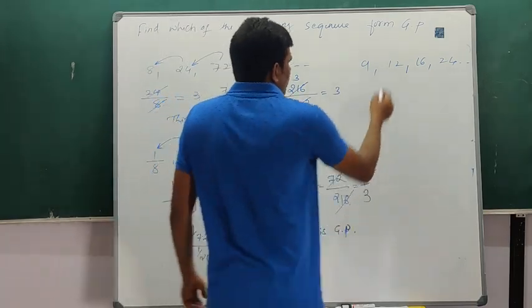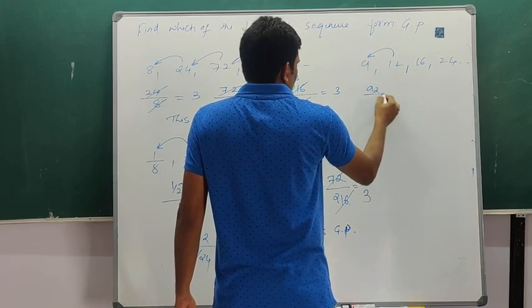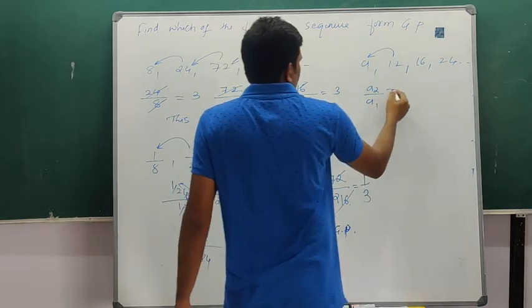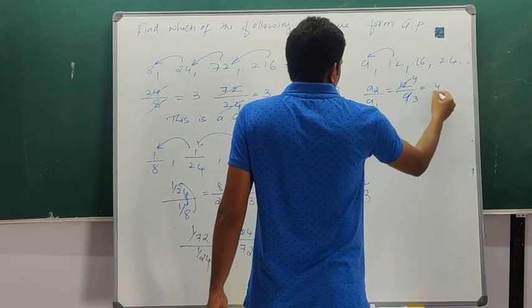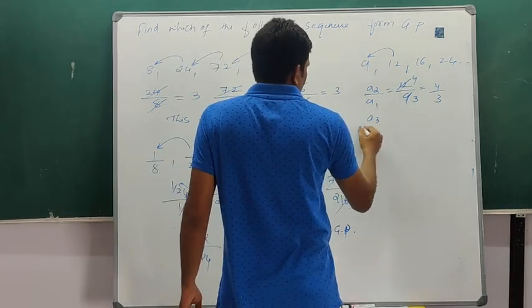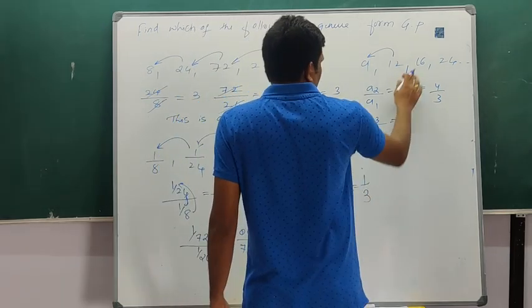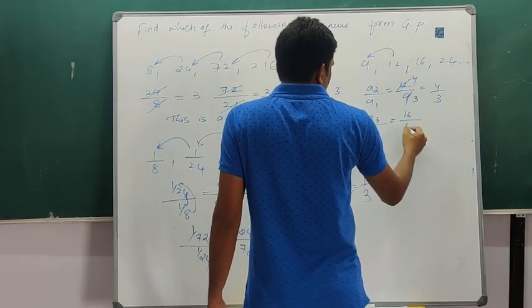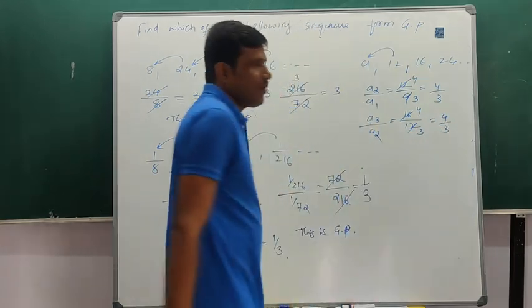Right? So now see here. The second term divided by the first term, that is a2 divided by a1. What is the second term? 12 divided by 9. So 3 fours are 12, 3 threes are 9. What is the answer? It is 4 by 3. Similarly, the third term divided by the second term. What is that? See here, the third term is 16 and the second term is 12. Now 4 fours are 16, 4 threes are 12. Here also it is 4 by 3.